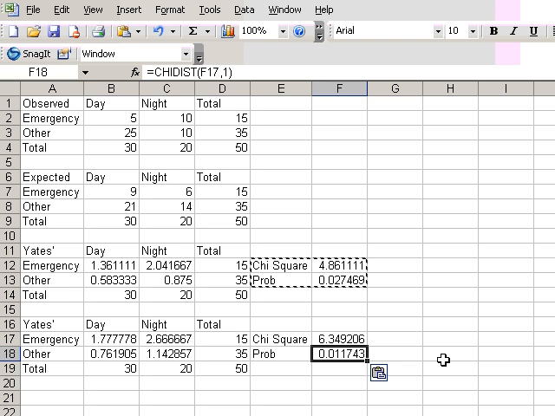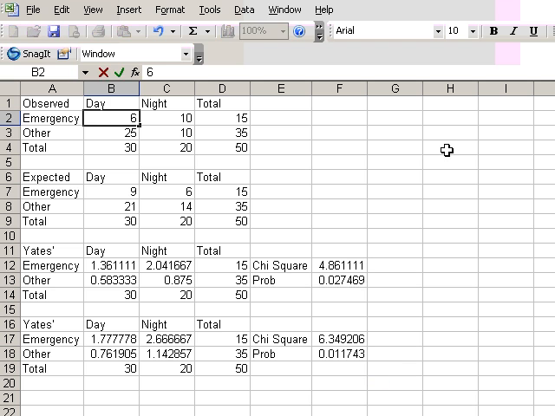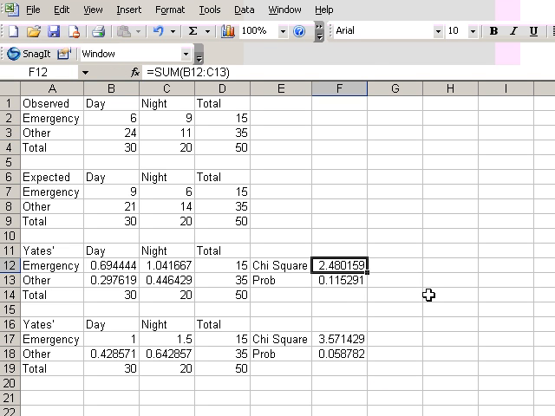Essentially what the Yates's correction does is to make the chi-square test more conservative. It makes it so that you are less likely to reject the null hypothesis of independence. What would happen if we changed the 5 to a 6? Now, we definitely would not reject the null hypothesis of independence with these observed data given the Yates's correction.